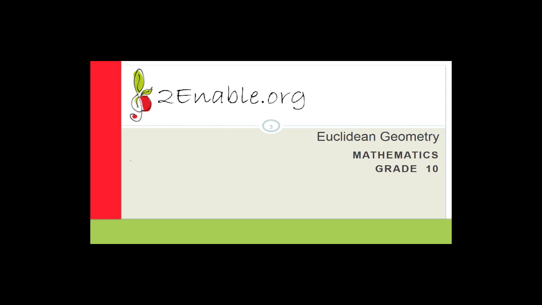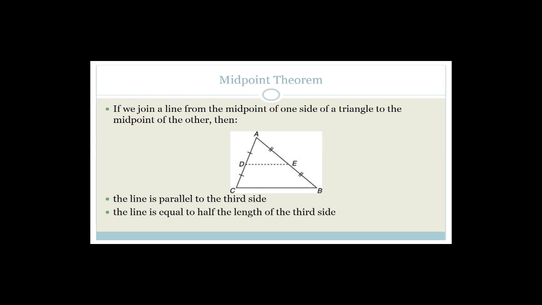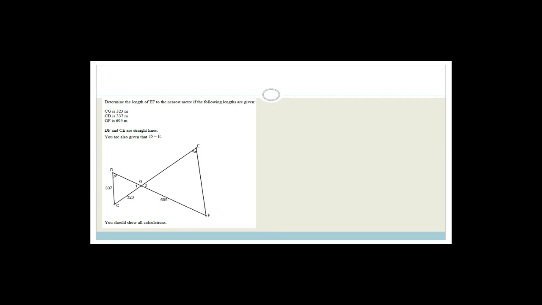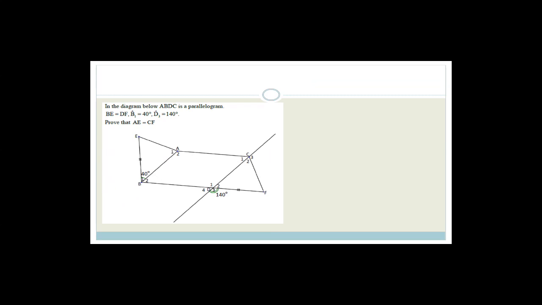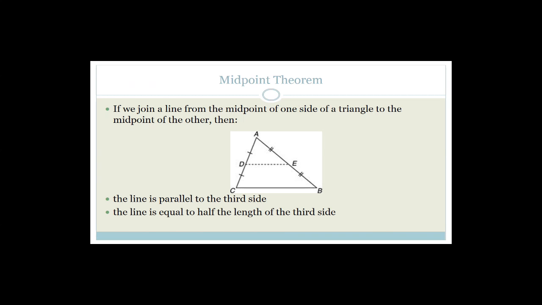In this lesson, we're going to carry on with Euclidean geometry. We're going to go through the midpoint theorem and explain it to you. Luckily for us in grade 10, we don't actually need to know the theorem. It only gets taught to you in grade 12. We just need to know how to use it. And then we're going to do a whole bunch of exam questions, and then we're going to move on to properties of quadrilaterals. Okay, so the first thing I want to do is go through the midpoint theorem.